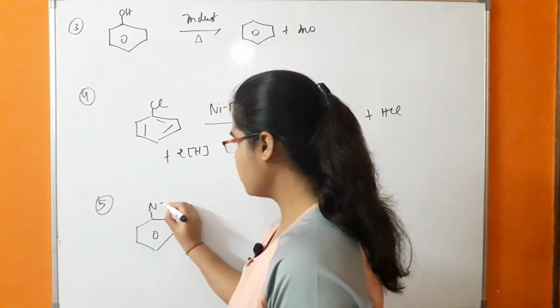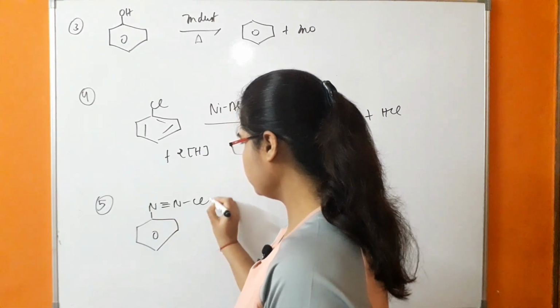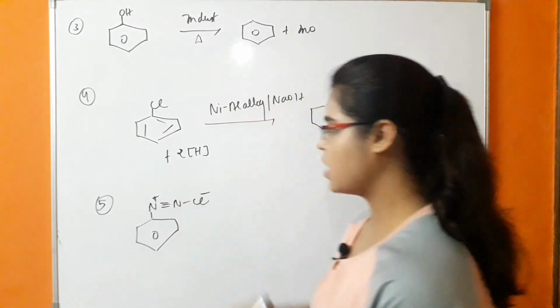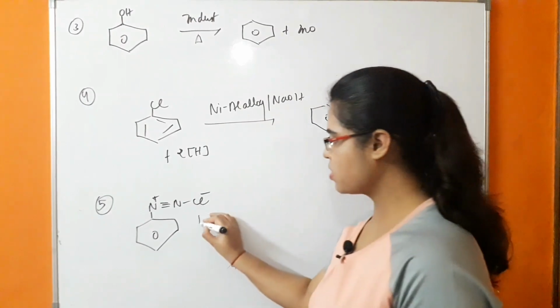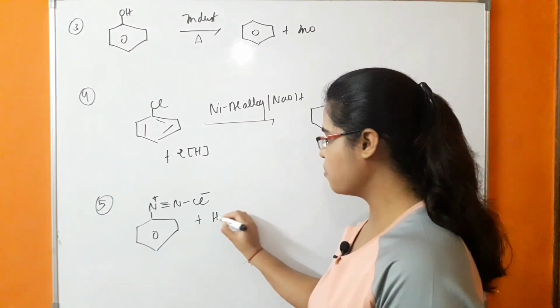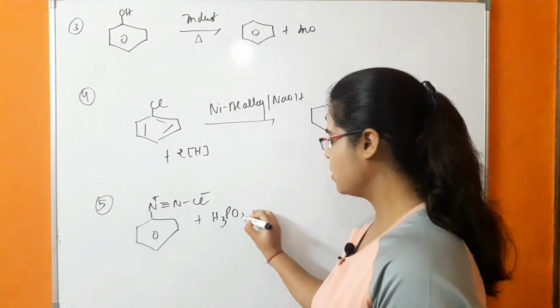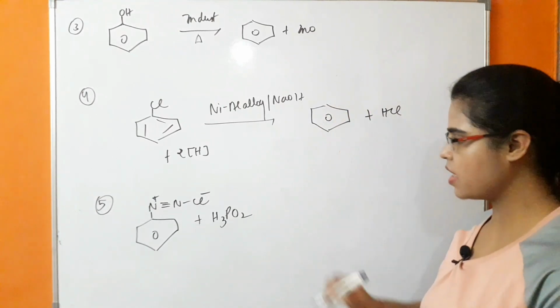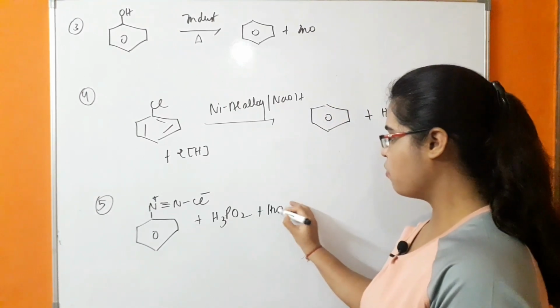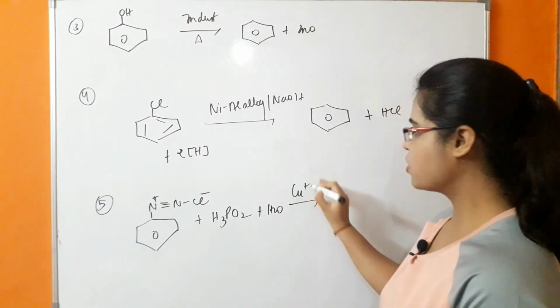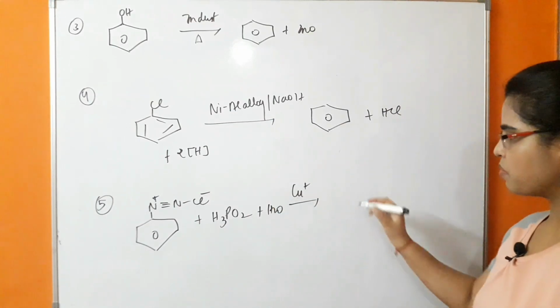This is diazonium salt. So the reaction is taking place in the presence of hypophosphorus acid. This is hypophosphorus acid in the presence of water, and the catalyst is cuprous ion. So what is happening in this case?